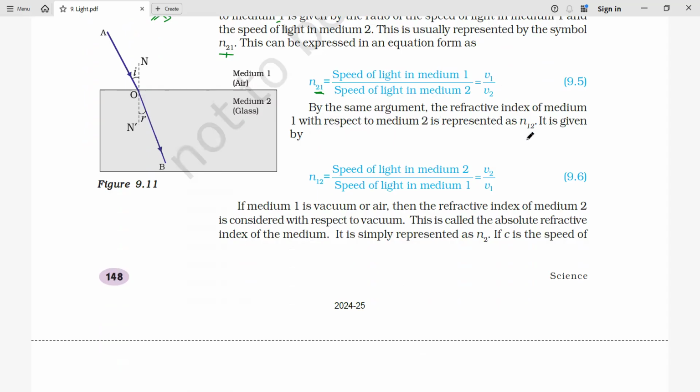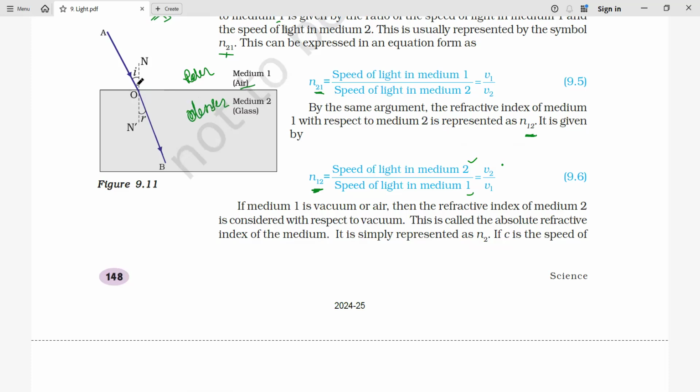Similarly, if you want to find the refractive index of medium 1 with respect to medium 2, that is denoted by n12. Here, the medium we take as reference will always be in the numerator. So the speed of light in medium 2 is in the numerator and the speed of light in medium 1 is in the denominator, that is V2 upon V1. Now here, in the diagram on the left side, medium 1 is air, so it is the rarer medium. Medium 2 is glass, so it is the denser medium.